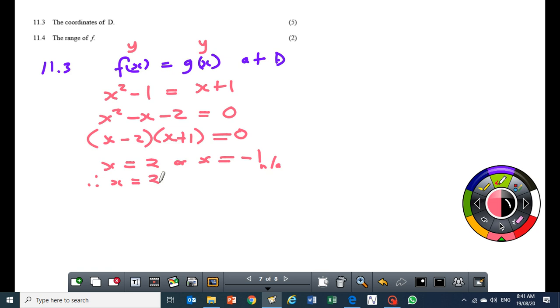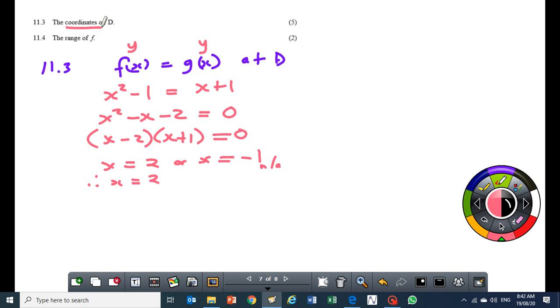It's a common mistake from my experience that learners will do it all the way like this and stop here. If you stop here, you haven't answered the question completely, because the question is testing you on coordinates. So you need both an x and a y value. Now to get the y value, you can substitute this x into f of x, or you can substitute into g of x. Both will give you the same answer.